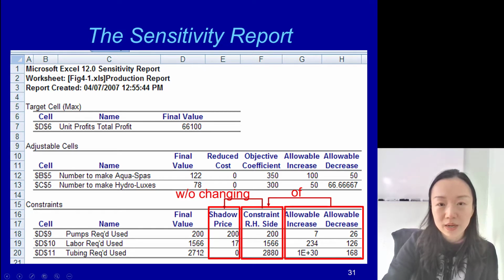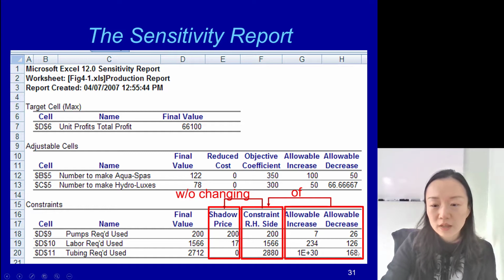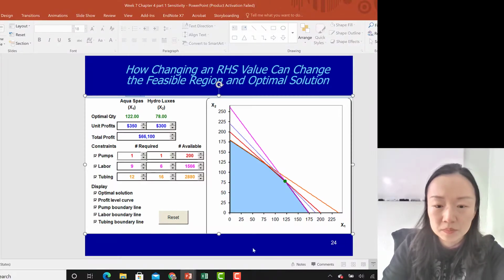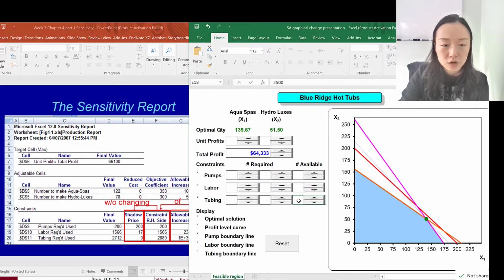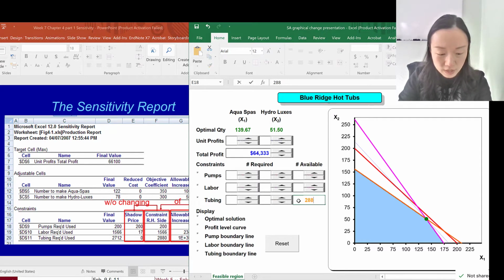You can tell that by looking at the difference between the left-hand side and the right-hand side. You see the previous two constraints, the left-hand side of the constraints are the same as the right-hand side of the constraints. Now we can look at this allowable decrease. So the allowable decrease of this constraint is 168. Let's see what happens. Okay, so the original availability for the tubing is 2880.